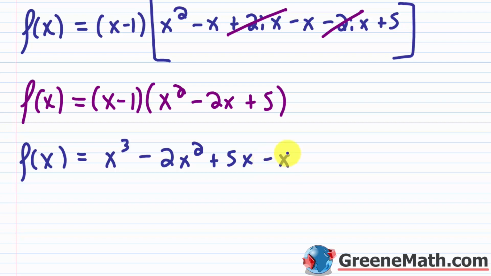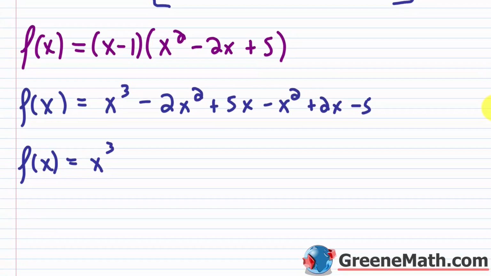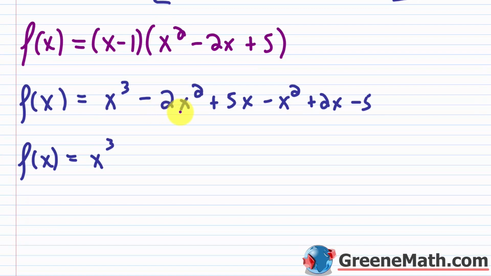So I would have minus x squared, and then plus 2x, and then minus 5. Okay, so let's continue now. All we have to do is just combine like terms. So x cubed, nothing to combine with that. I have negative 2x squared and minus x squared, so that would be negative 3x squared. I have 5x and 2x, so that would be plus 7x, and then I have minus 5. So we end up with our polynomial function, f of x equals x cubed minus 3x squared plus 7x minus 5.